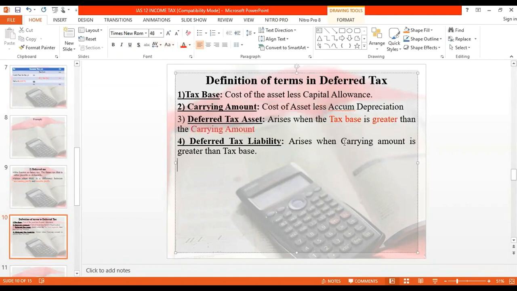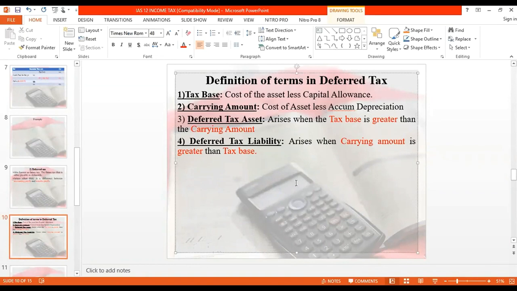When do we have a deferred tax liability? When the carrying amount is greater than the tax base. What is tax base? Tax base is cost of the asset less capital allowance. What is carrying amount? Cost of the asset less accumulated depreciation.